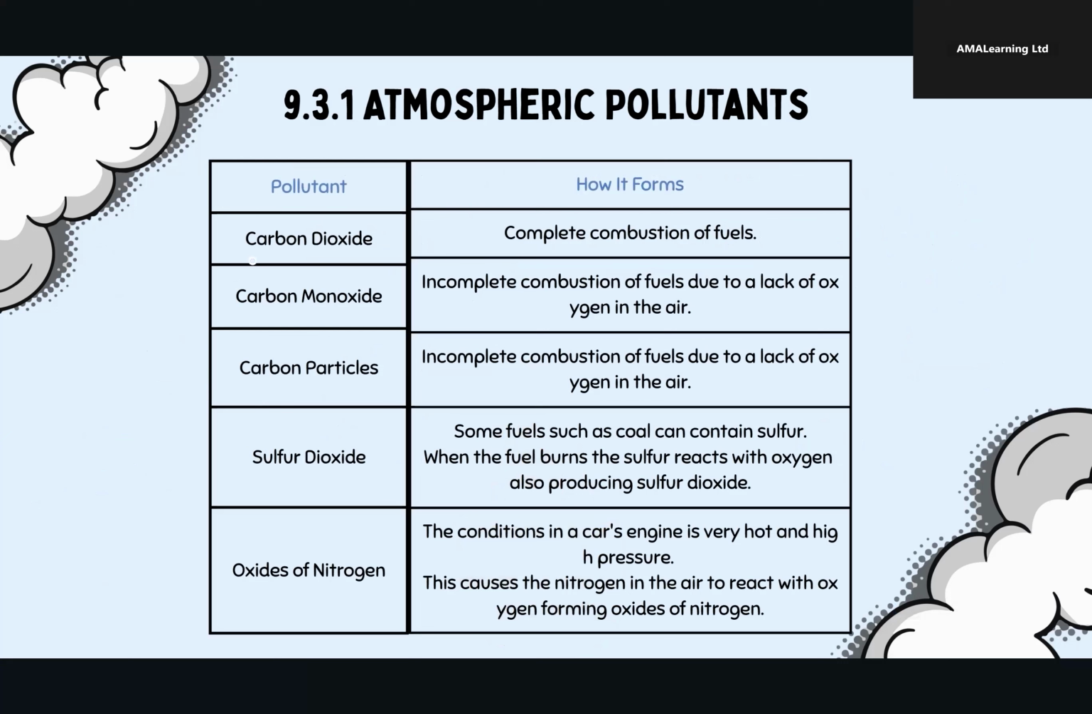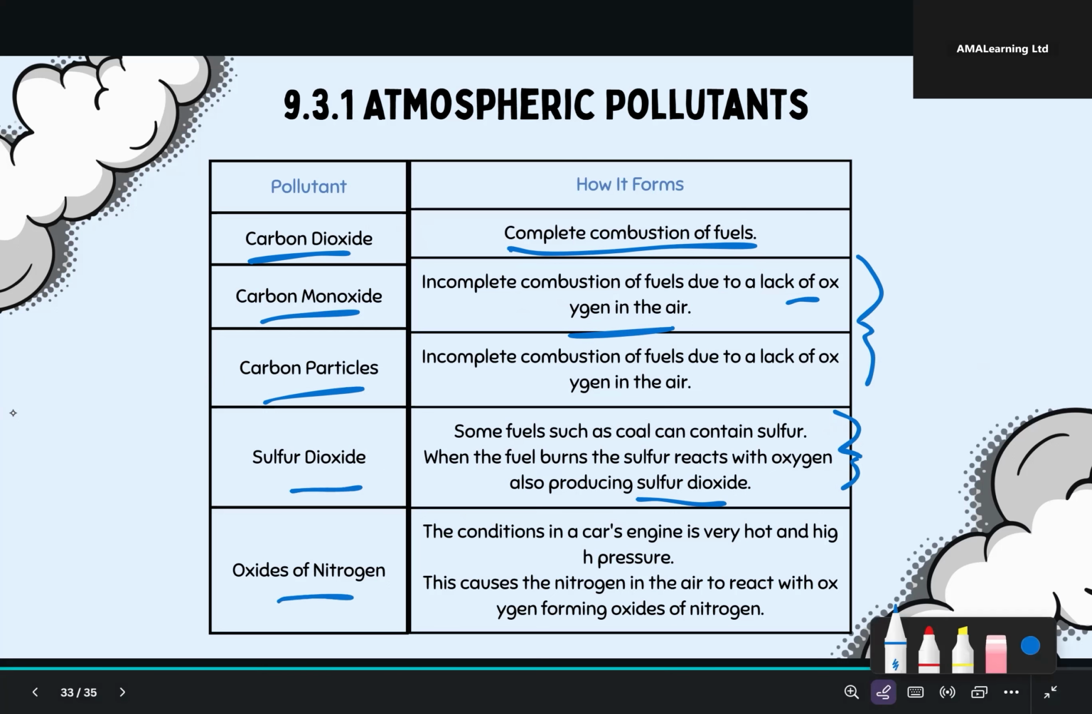So carbon dioxide is formed from complete combustion of fuels. Carbon monoxide and carbon particulates are both formed due to incomplete combustion of fuels, due to a lack of oxygen in the air. Then you've got sulfur dioxide, which I've just explained. You have things like coal that contain sulfur. So when you burn the coal, you also end up producing sulfur dioxide. And oxides of nitrogen, which I explained before as well.